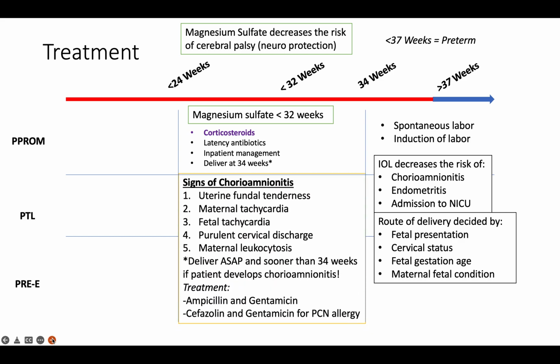And remember, delivery is at 34 weeks, but if mom develops an infection, especially chorioamnionitis, that mom is going to deliver sooner than 34 weeks. So maybe even 30 weeks or sooner than that. Signs of chorioamnionitis include uterine funnel tenderness, maternal tachycardia, fetal tachycardia, purulent cervical discharge, and maternal leukocytosis. Treatment for chorio includes ampicillin and gentamicin, but for a penicillin allergy, cefazolin and gentamicin can also be effective.